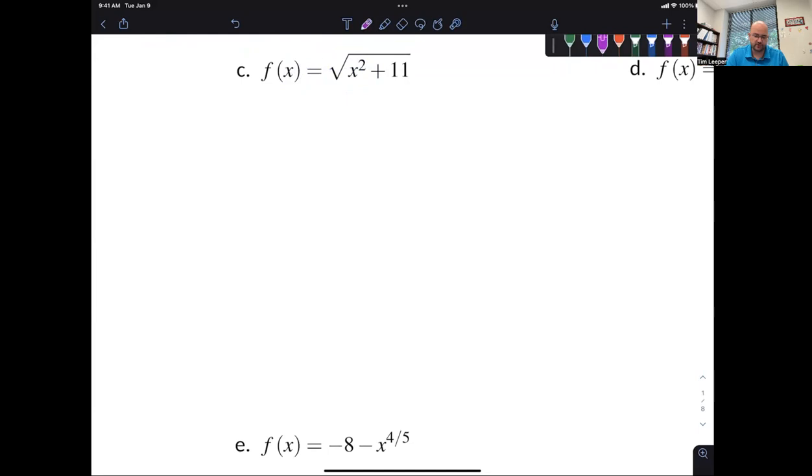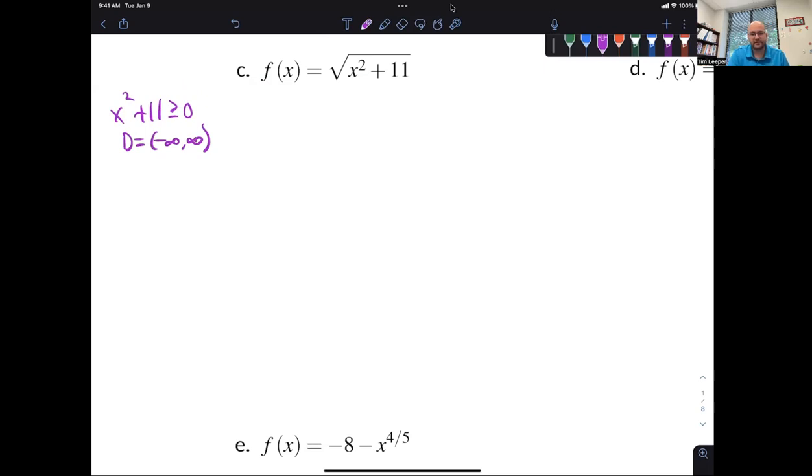Now, the domain comes from wherever x squared plus 11 is greater than or equal to 0. But here's the thing. This is a positive. We're adding it, and this is always positive because anything squared is always positive. In other words, the lowest you could ever have is 0. So 0 plus 11 is 11. That's positive. So this is always positive, which means that the domain here is negative infinity to infinity.